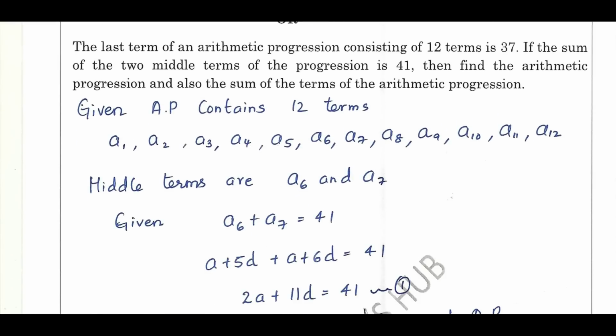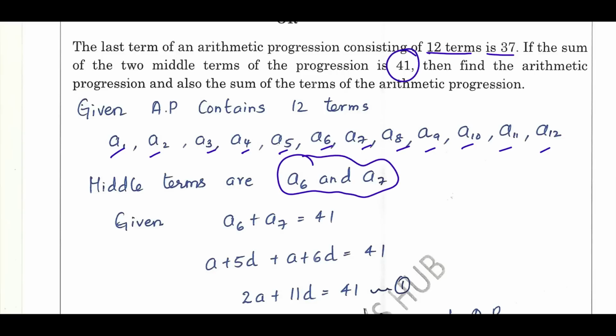Next, our question: the last term of an arithmetic progression consisting of 12 terms is 37. There are 12 terms and the last term is 37. That is, A12 is 37. There are 12 terms: A1, A2, A3, A4, A5, A6, A7, A8, A9, A10, A11, A12. Now, what are the middle terms? The middle terms are the 6th term and the 7th term. They have given that the sum of the two middle terms is 41. That is, A6 plus A7 is 41.